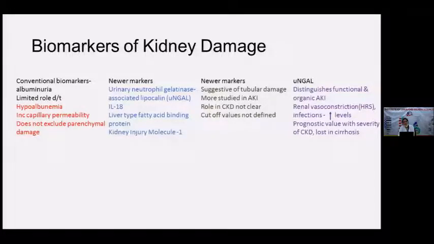UNGAL distinguishes functional and organic AKI. It increases in renal vasoconstriction, that is HRS, and infections. So it loses its prognostic value and severity of CKD. Future markers are urinary microRNA, osteopontin, and metalloproteinase 1 tissue inhibitor.